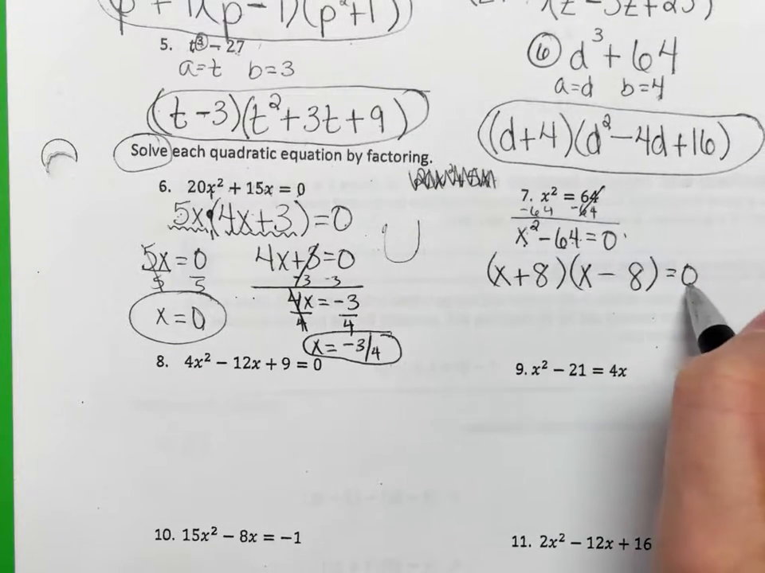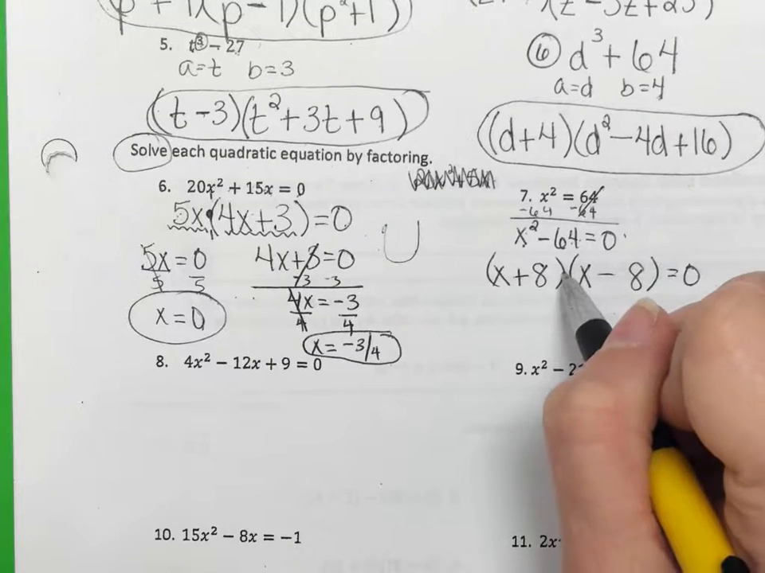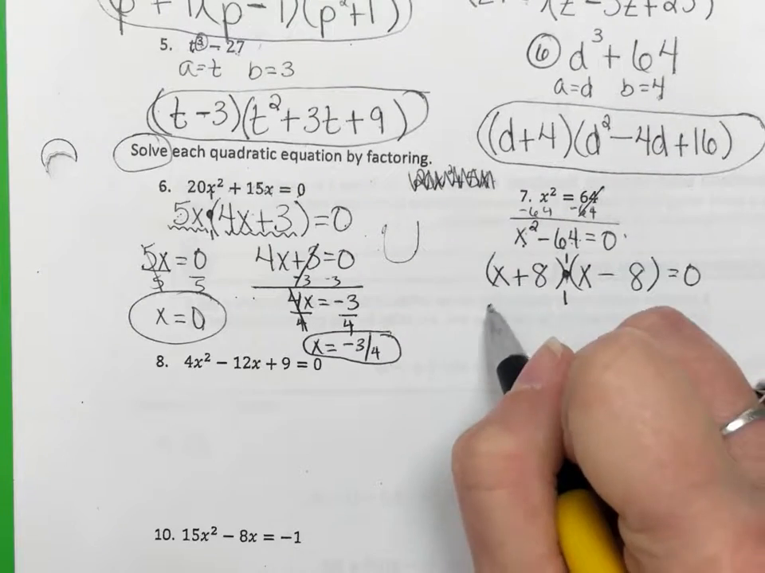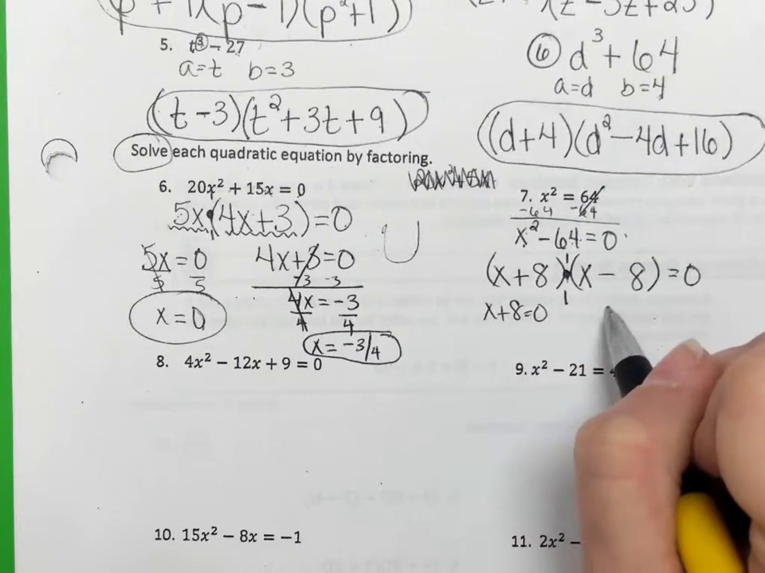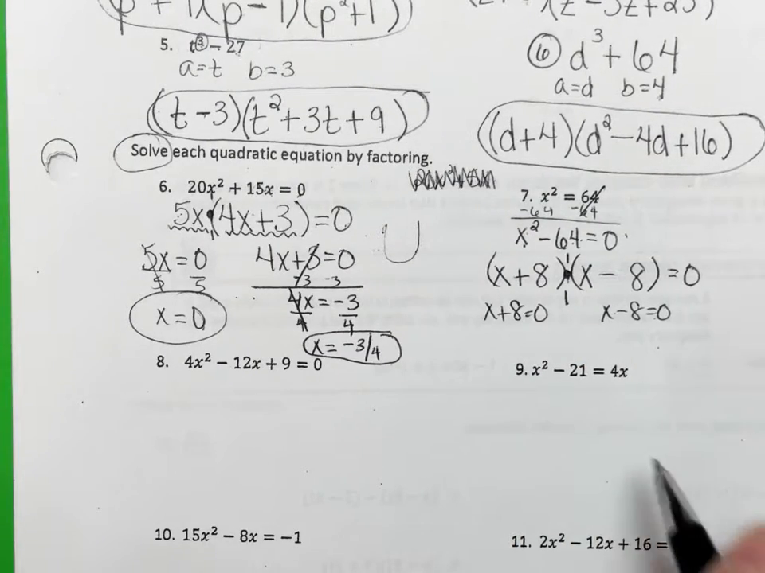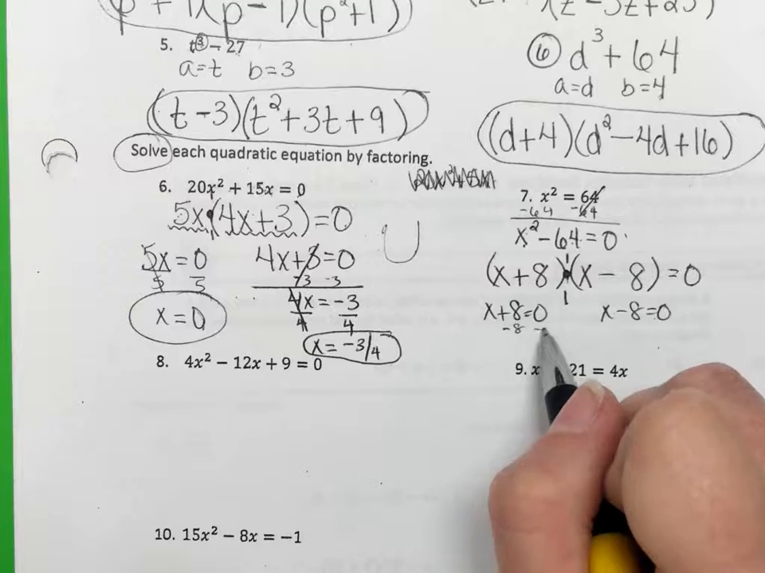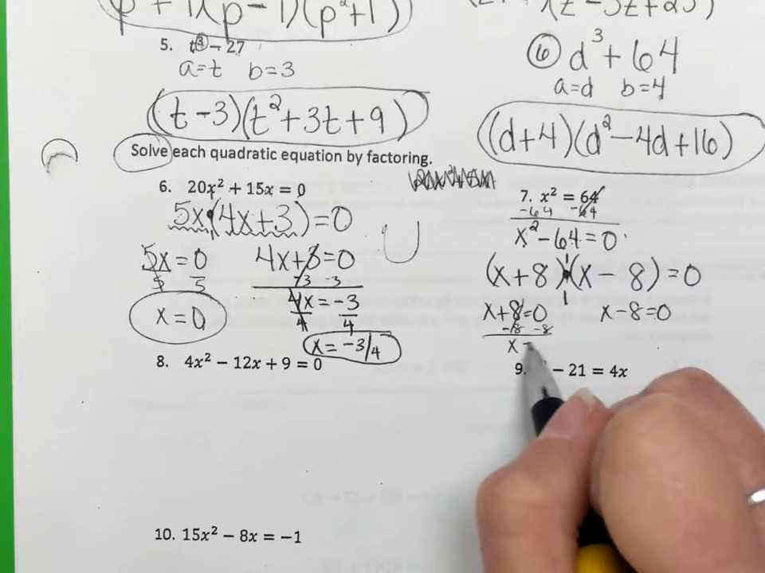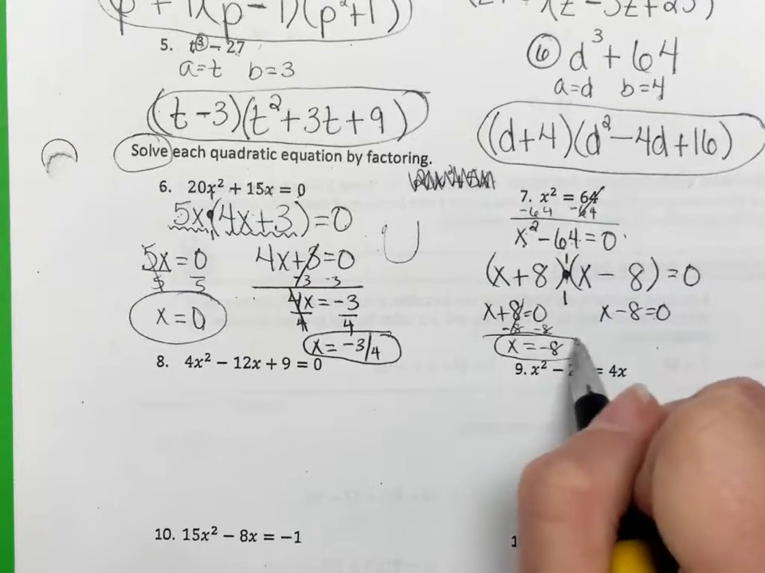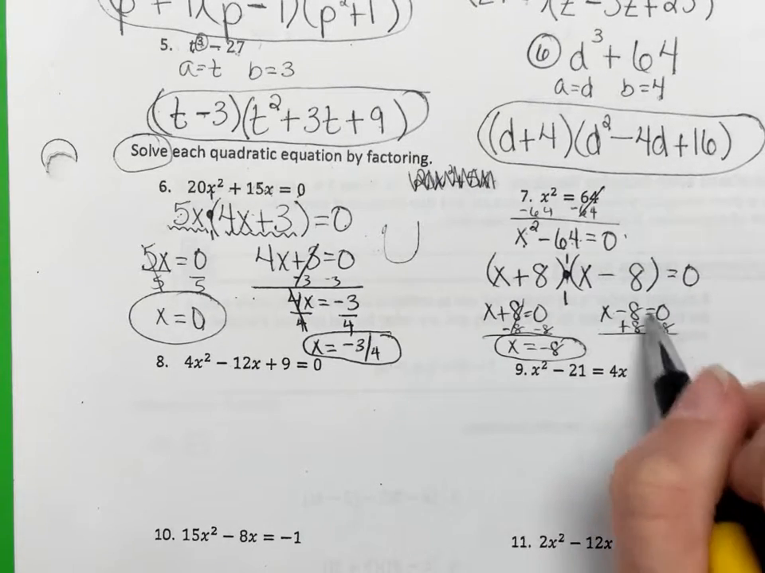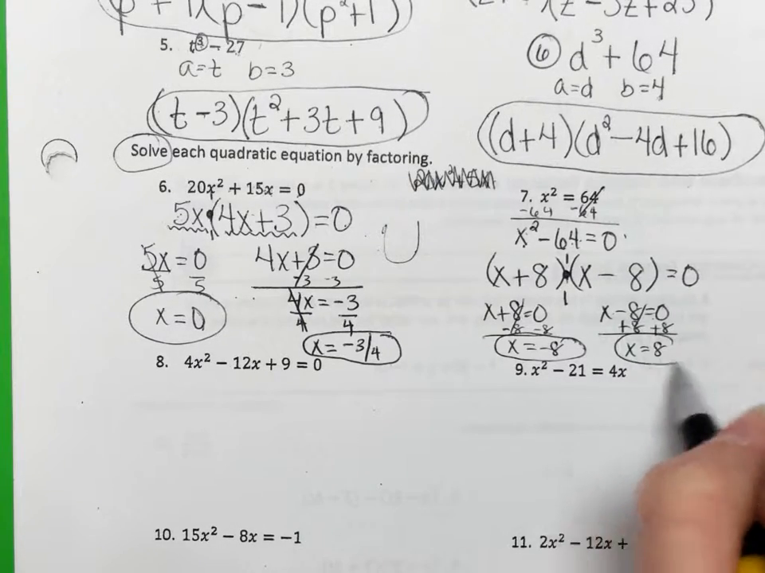Alright, does it equal 0? Yeah. Do you have a product? Yep, so you can cut it right there. So x plus 8 equals 0, and x minus 8 equals 0. Alright, this one you're going to subtract 8, so x equals negative 8. This one you're going to add 8, x equals positive 8.